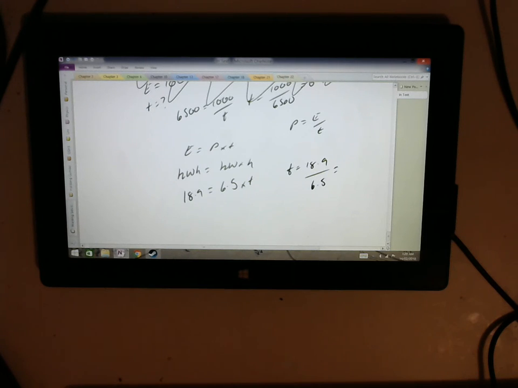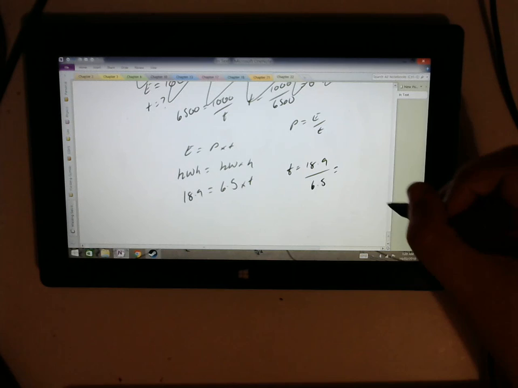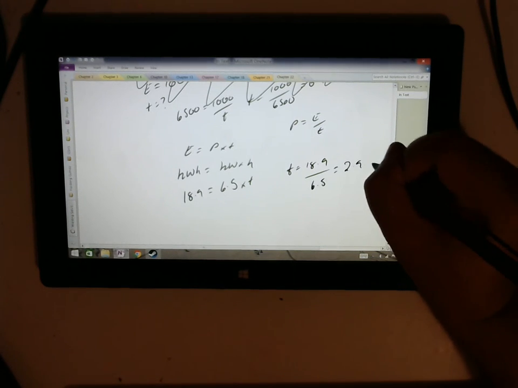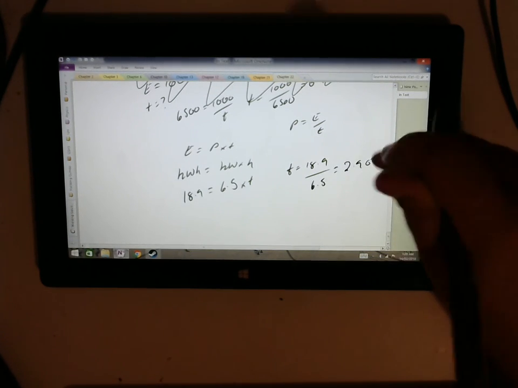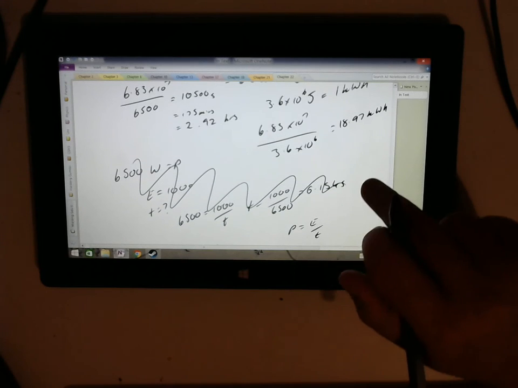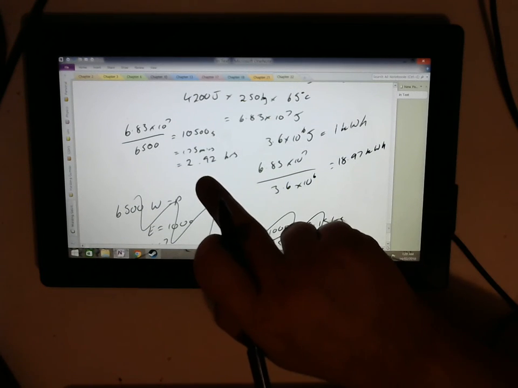divided by 6.5. I hate using Windows calculators. Oh, that gives me 2.907 hours. Didn't we work that out before? There we go. That's really close to that.